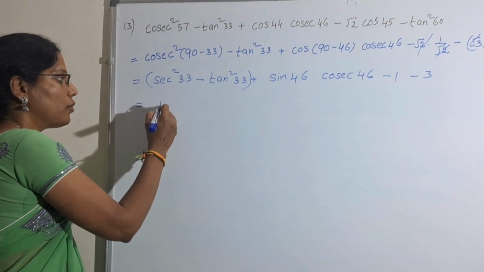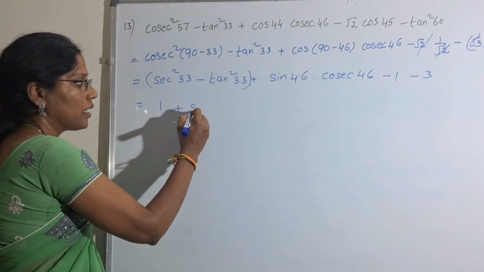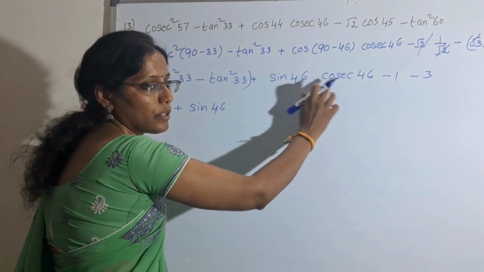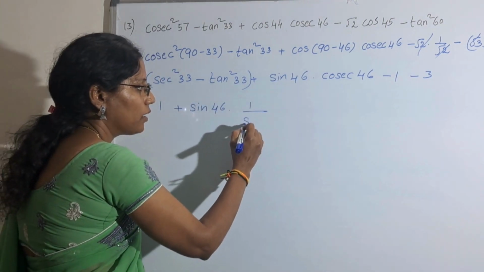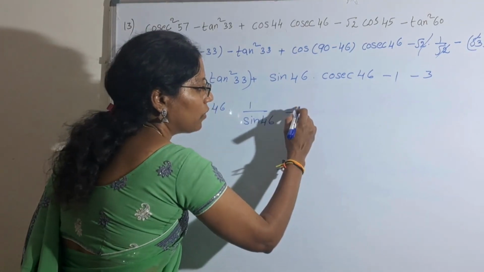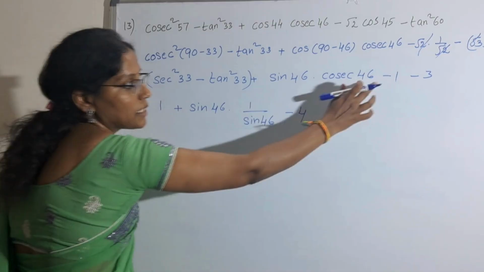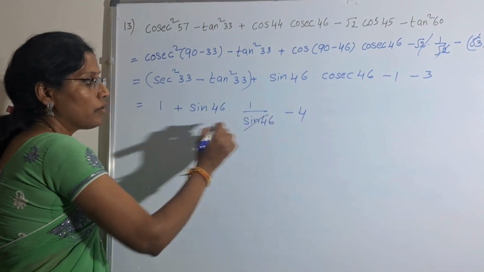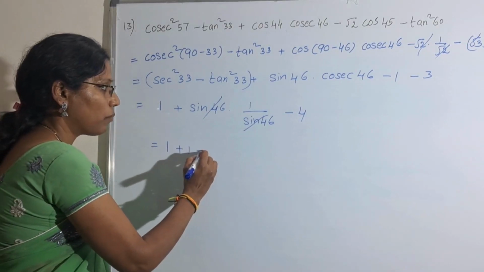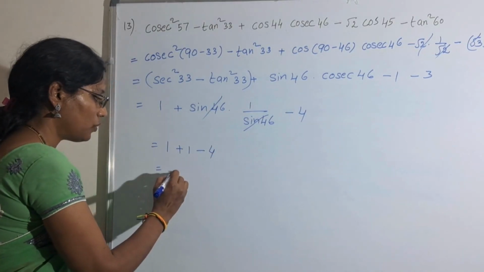Second identity, value is 1 plus sin 46 into cosecant 46, sin and cosecant are reciprocals. So 1 by sin 46 minus 1 minus 3, giving 1 plus 1 minus 4. Sin 46 cancels, remaining 1 plus 1 minus 4 is equal to minus 2.